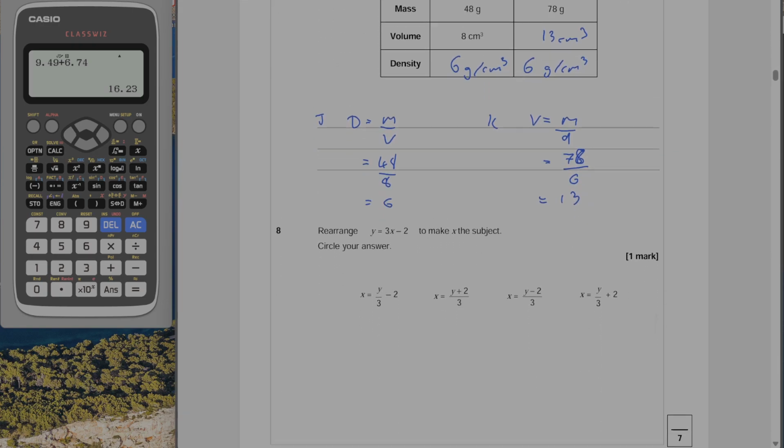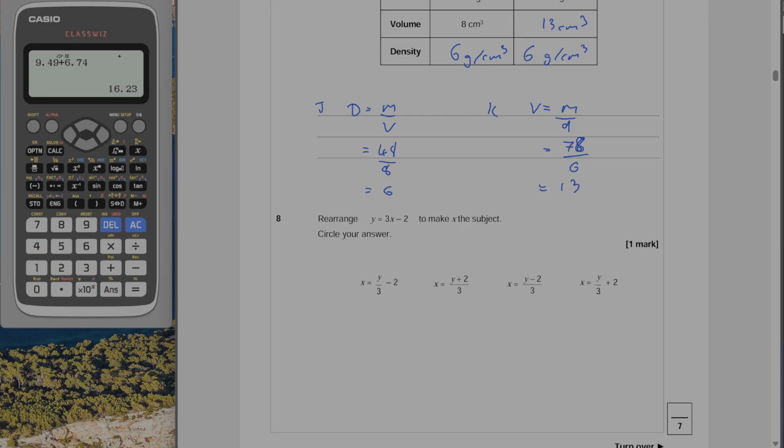Right, rearrange y is equal to 3x minus 2 to make x the subject. Circle your answer. Right, so I'm going to start by adding 2 to both sides. So y plus 2 would be equal to 3x, then divide by 3. So y plus 2, divided by 3 is equal to x. So which one of those does that one? That one.